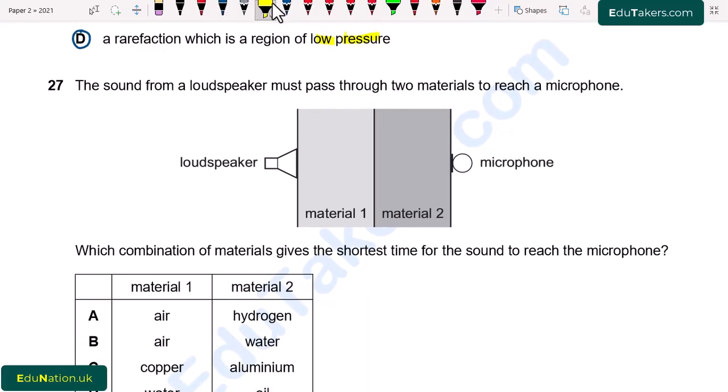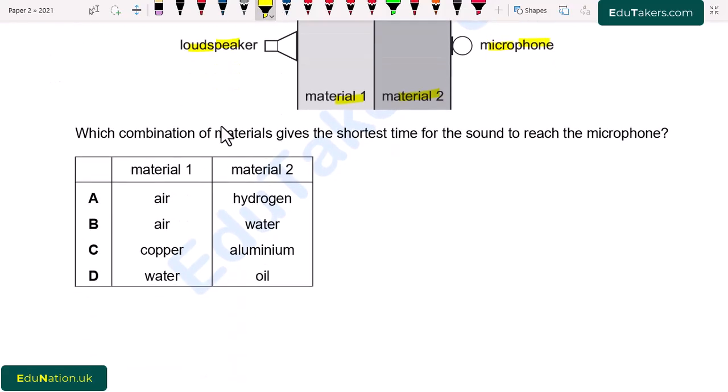Question number 27. The sound from a loudspeaker must pass through two materials to reach a microphone. Here is the loudspeaker, and it produces the sound which reaches the microphone, and it passes through two media, material 1 and material 2.